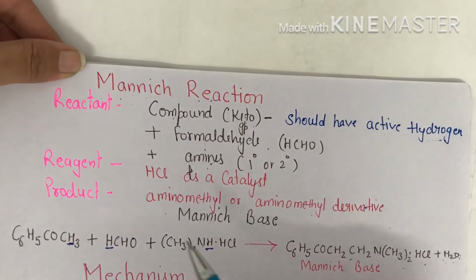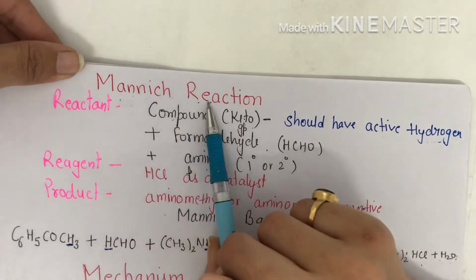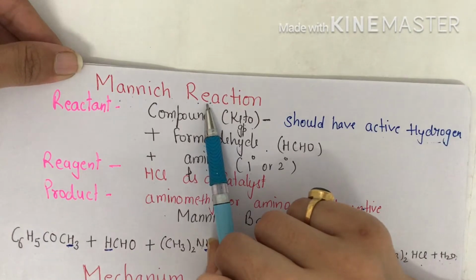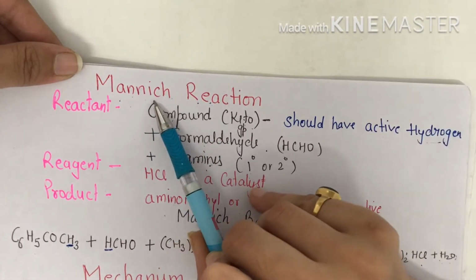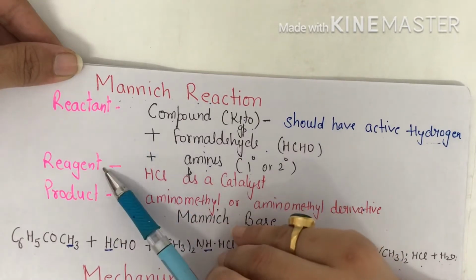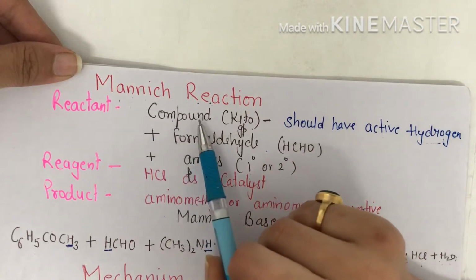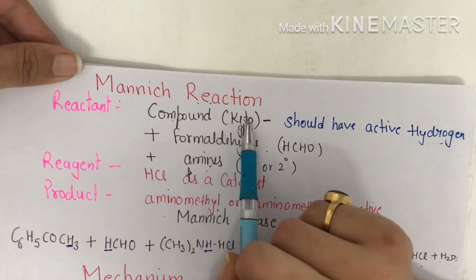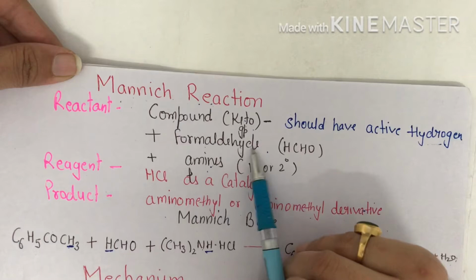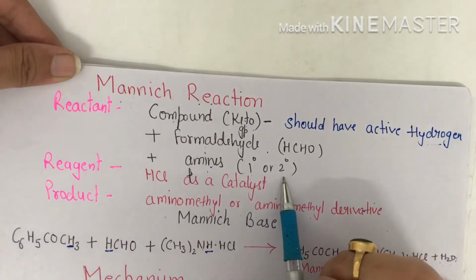In this lecture, we will discuss the Mannich reaction. Mannich reaction is named after chemist Karl Mannich. For any name reaction, three things are important: reactants, reagents and product. For Mannich reaction, reactants are a compound which should have a keto group, formaldehyde and amines. Amine should be 1 degree or 2 degree amines.